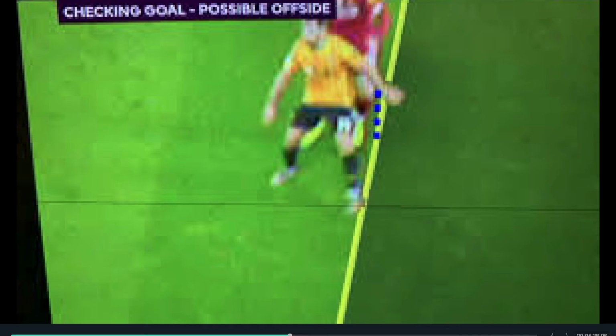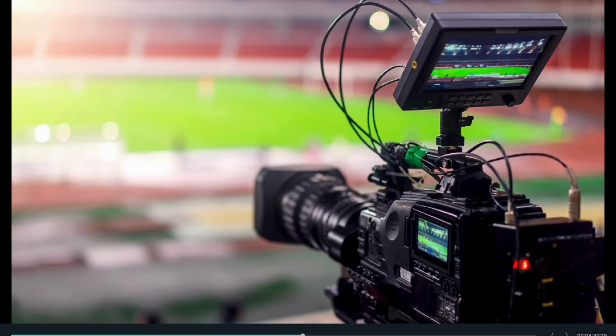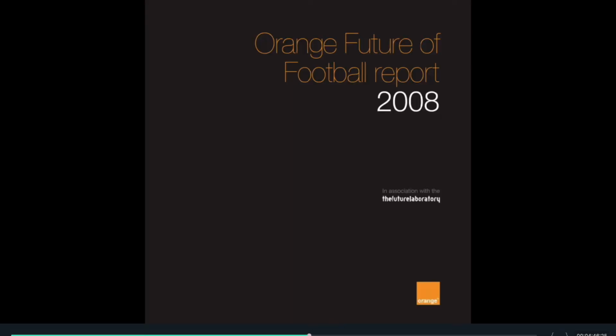But even with these limitations, the current Hawkeye VAR system has an ability to potentially in the future, if it was cheaper, be scaled down to all forms of the game, providing that the game itself is being filmed. Now, there was an alternative system that was proposed in 2008. Written in the 2008 Orange, yes, that is the mobile phone company, the Orange Future of Football, dictated an example of a potential robotic linesman.